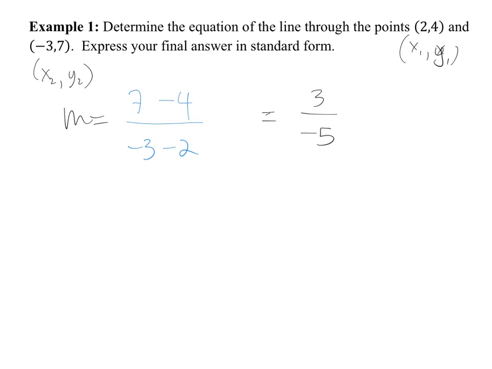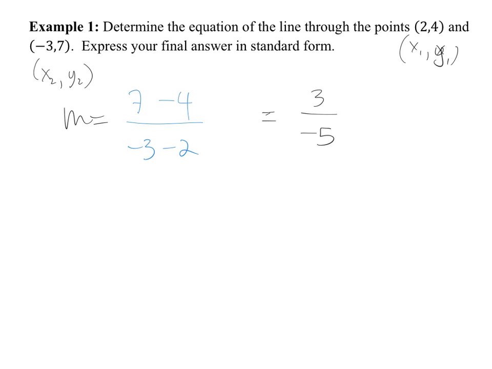7 minus 4 is indeed 3. -3 minus 2 is indeed -5. All right, that's good. So at this point in time, I've got the slope and 2 points. Which point should I probably work with? George? 2, 4. Why? Because it's 2 positive. They're both positive. Life is easier when numbers are positive, right? It just makes it easier. Why not choose the easier route?